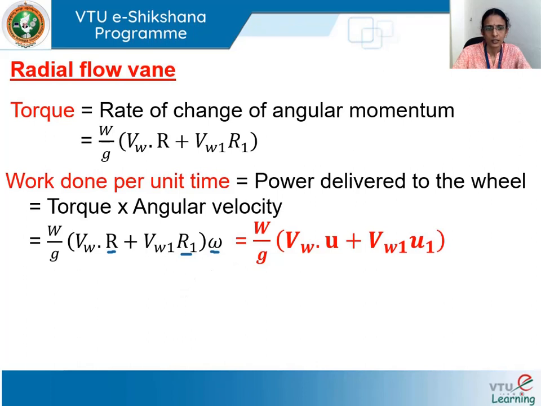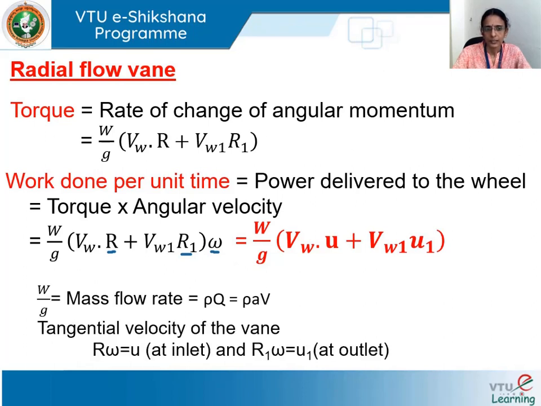We have seen earlier that the tangential velocity is given by the radius of rotation multiplied by omega. Therefore, R multiplied by omega can be written as U, that is tangential velocity at the inlet. R1 multiplied by omega can be written as U1, that is the tangential velocity at the outlet. Making those substitutions, this equation can be converted into the form: work done per unit time, or the power developed, is equal to W by G into VW U plus VW1 U1.